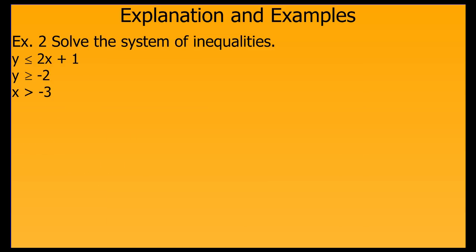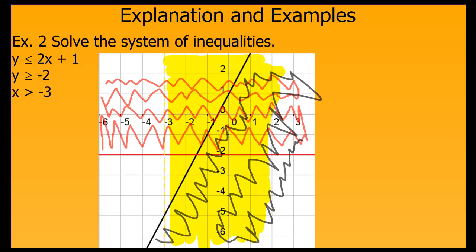Let's try another example. This time, notice I have 3 inequalities, but the process is the same. I graph all 3 inequalities on the same coordinate plane. I graphed my first inequality in black, y is less than or equal to 2x plus 1. I used a solid line and shaded below the line. The second inequality, y is greater than or equal to negative 2, I graphed in red with a solid line and shading above. The third inequality, x is greater than 3, I graphed in yellow. Note the dotted line and then shading to the right.